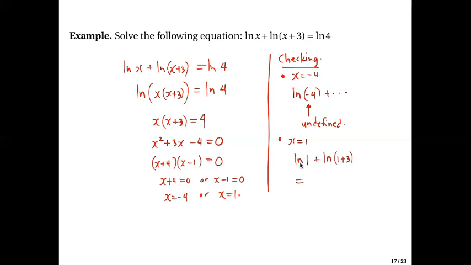ln is just logarithm with base e. So ln of 1, it's also equal to 0. Plus 1 plus 3 here, it's 4. So you have ln of 4. And that's precisely your right-hand side. So therefore, the solution is just x equals 1. Okay?